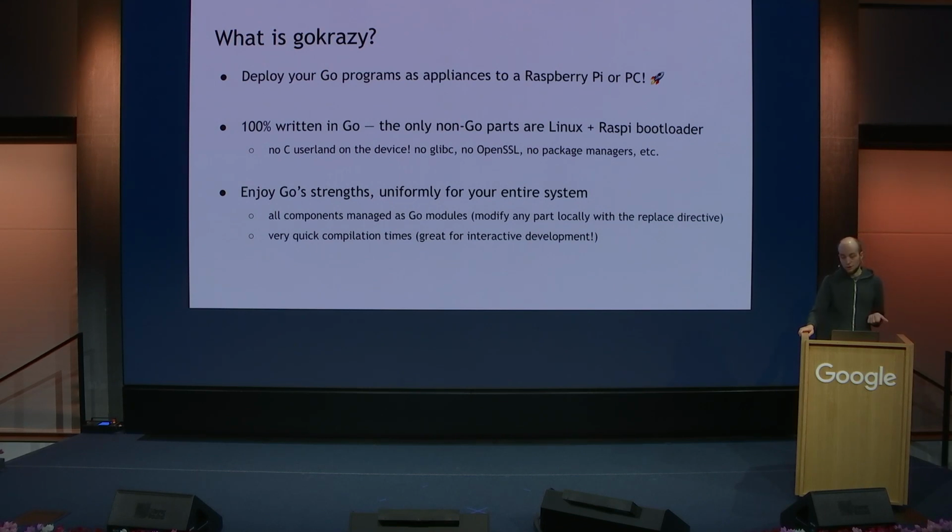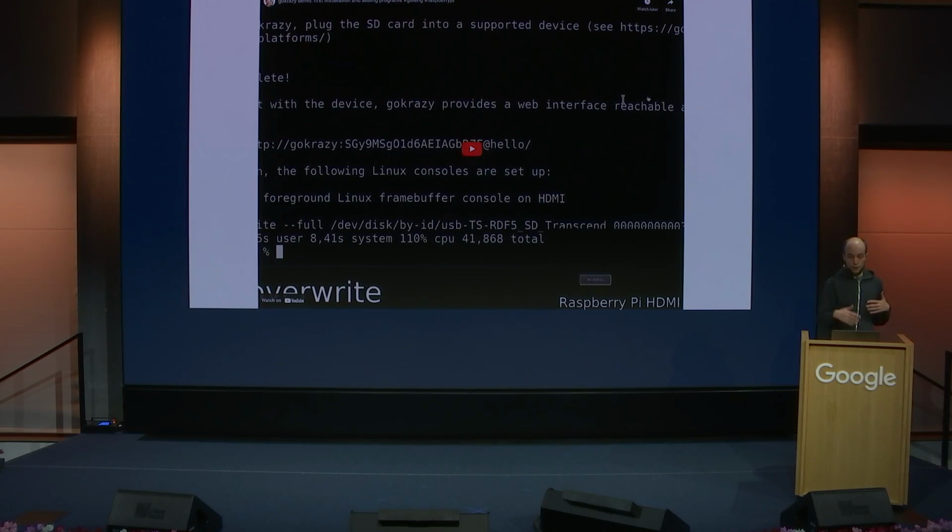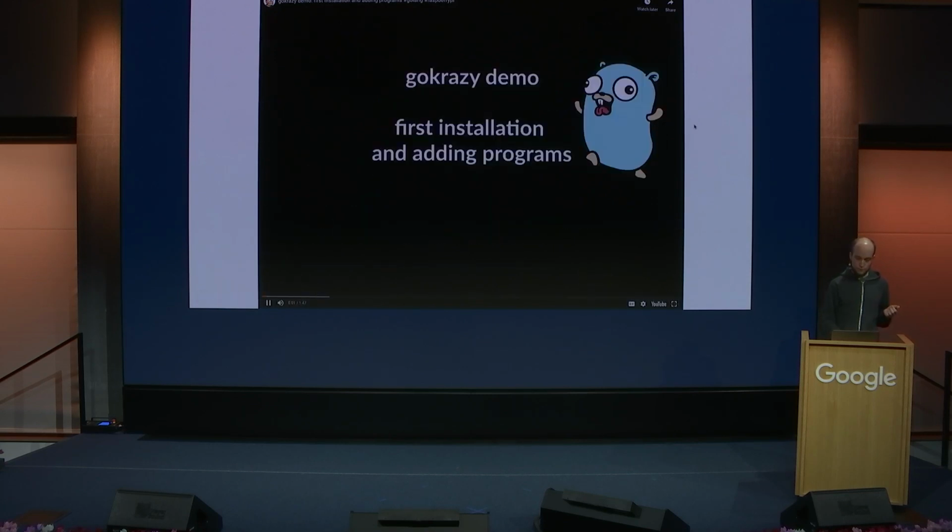There are many other advantages of Go, but one advantage that I would like to point out is that Go has very quick compilation times. So it's great for interactive development, and this is no exception in gokrazy. All right, so seeing is believing, and I figured I'd just show you a demo video of what it looks like to install gokrazy on your Raspberry Pi for the first time, and then how to add a program.